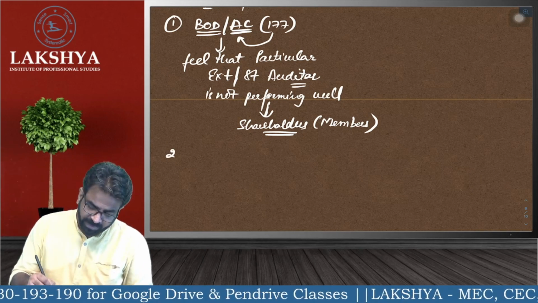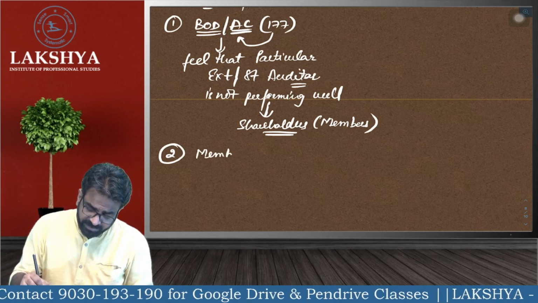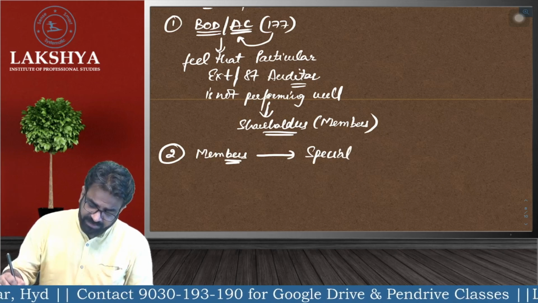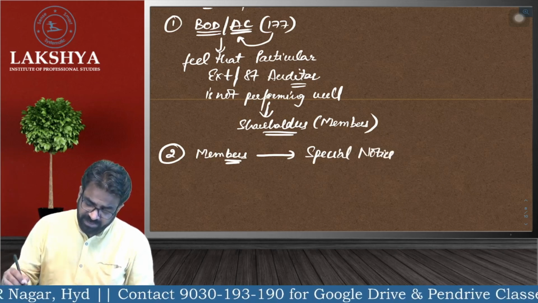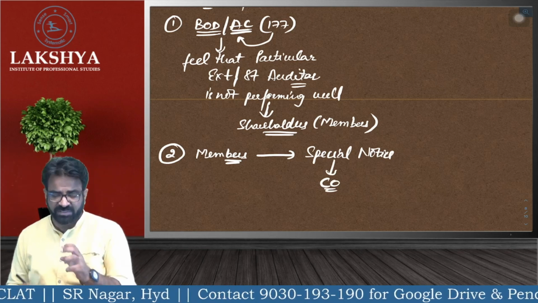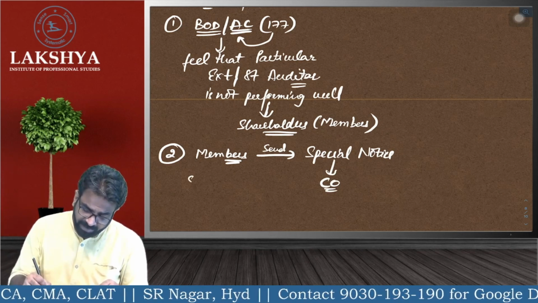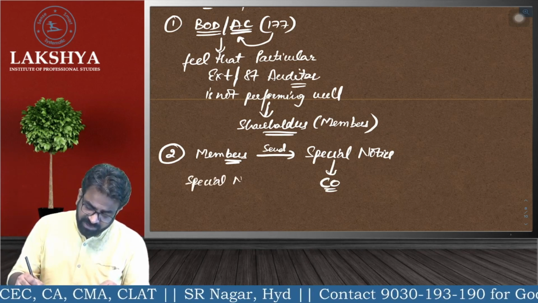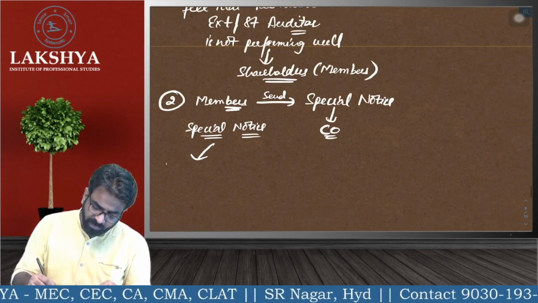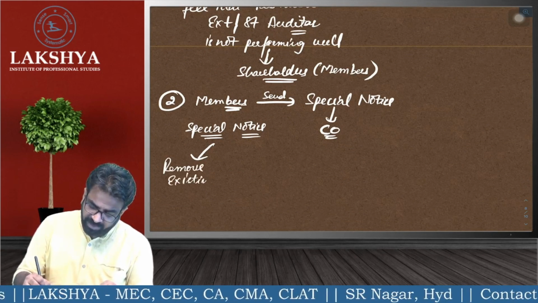Now, point number 2. What will the shareholders and members do? The members will send a special notice to the company. Members will send one special notice to the company. Sir, what will be written in that special notice? In the special notice, they might be writing two things. What is the one thing? Remove the existing auditor. What is the first thing they will write?